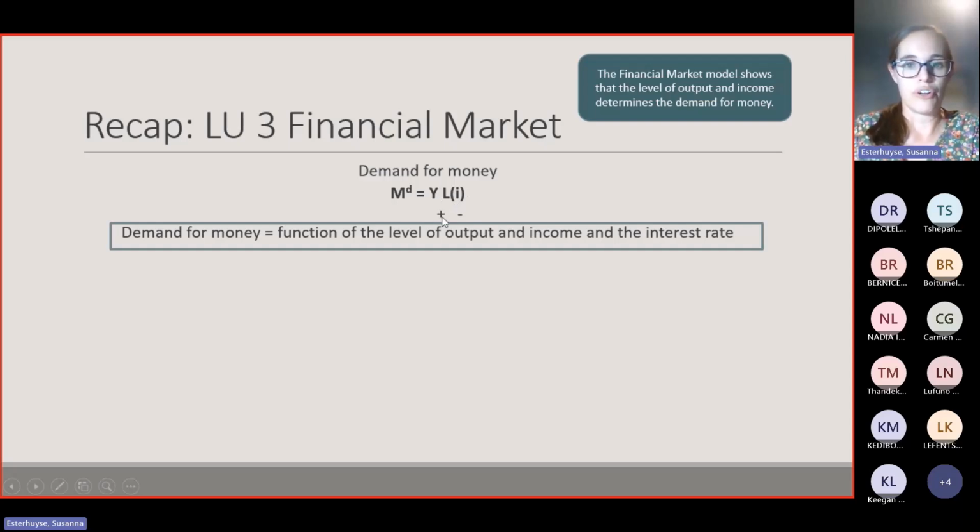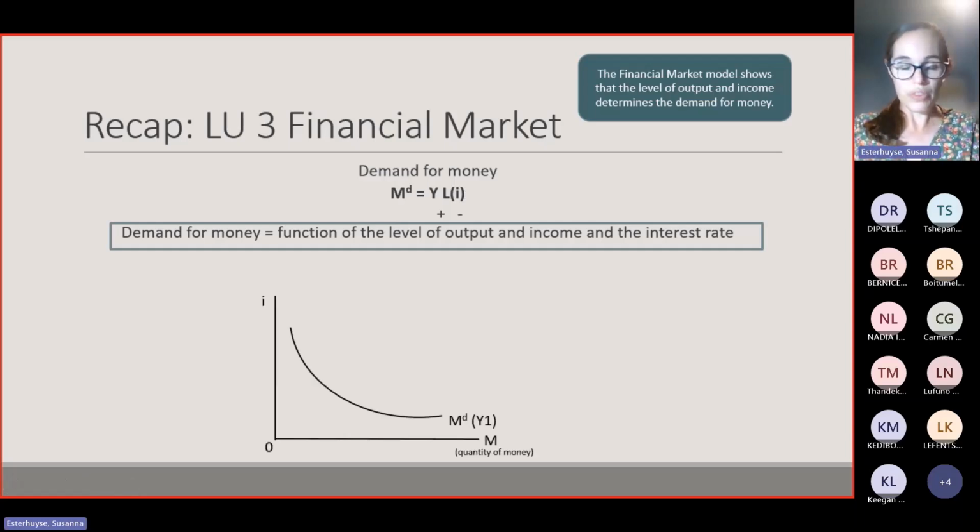And the positive correlation: as your level of output and income increases, your demand for money increases, because you are able to do more transactions. And then the negative relationship between the interest rate and the demand for money, because as your interest rate increases, your willingness to save may increase, and your willingness to keep money in the most liquid form reduces, so your demand for money goes down. You also learned in Learning Unit 3 how to draw the money demand curve.